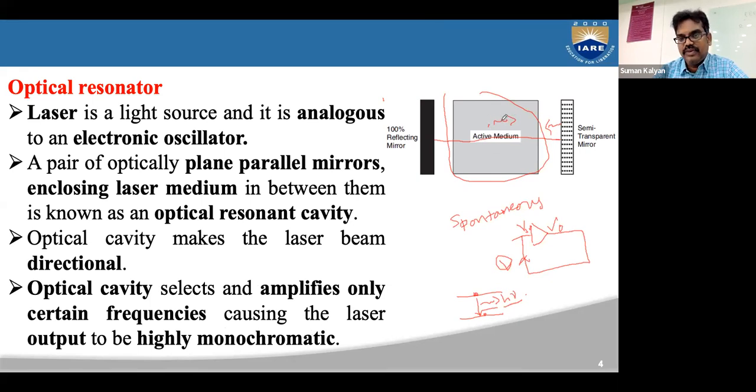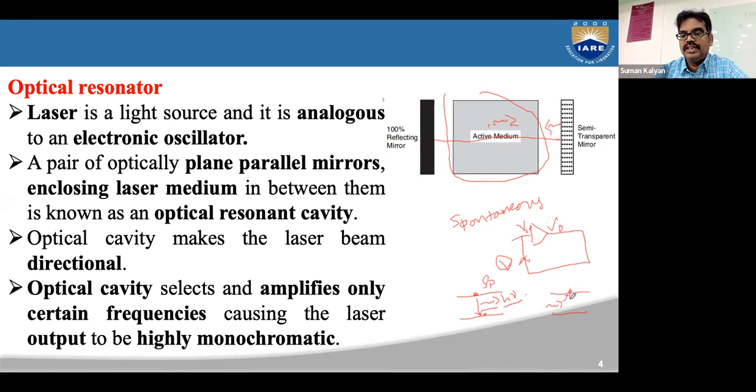Whichever photons are parallel to the optical axis of the mirrors, only they get selected, and they will be reflected forth and back. As we discussed in the morning, once these photons are emitted, on their way they again stimulate the atoms in the higher energy level and give rise to an extra photon, right?